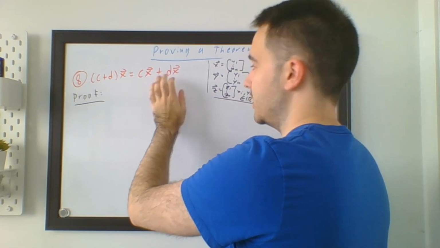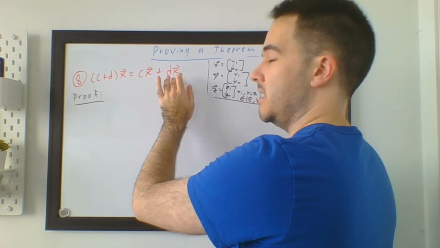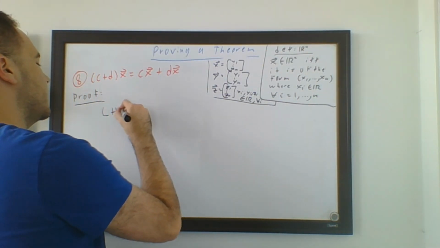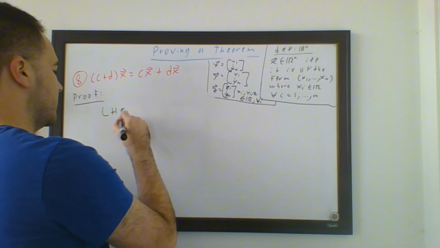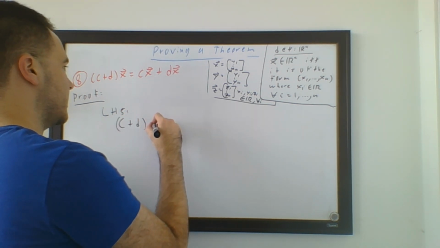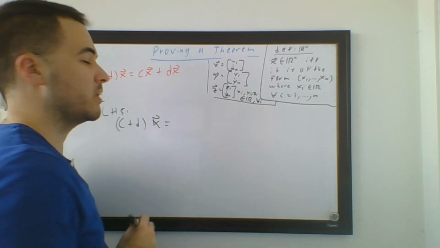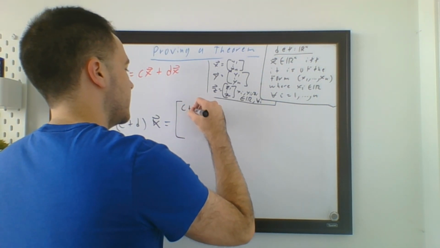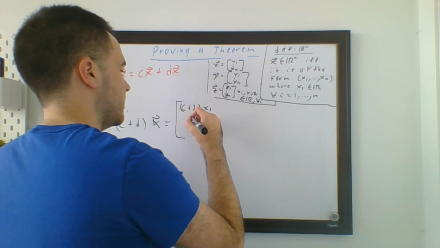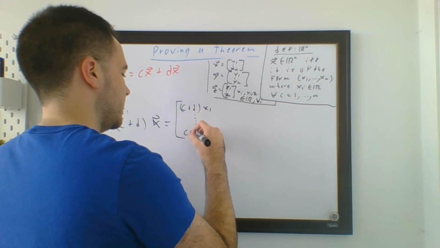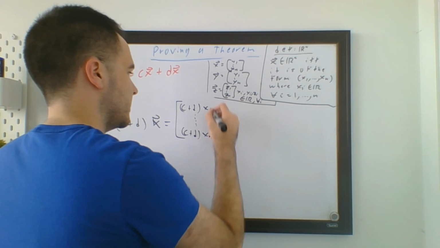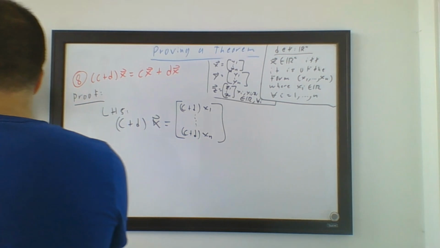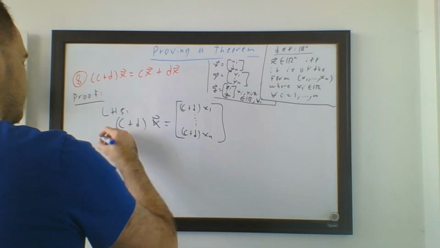Okay, statement 8 is saying that c plus d times x is the same as c times x, and then using vector addition plus d times x. So let's do our left-hand side and our right-hand side again. So our c plus d is technically just a real number in itself, so we can go straight ahead and use scalar multiplication to do c plus d times x1, and then all the way down to c plus d times xn. Okay, now we can do the right-hand side.